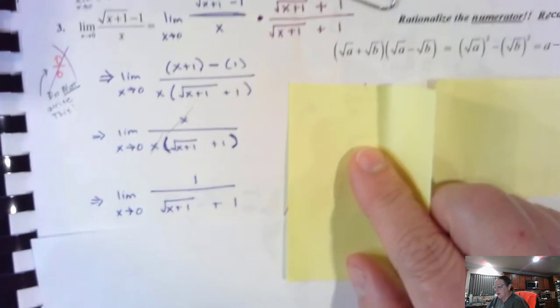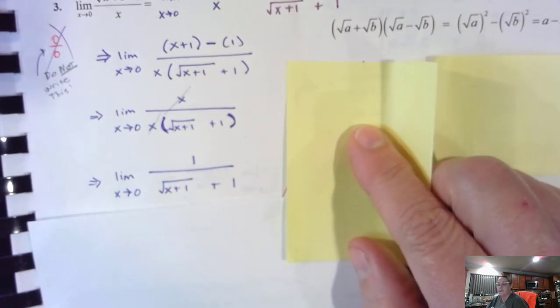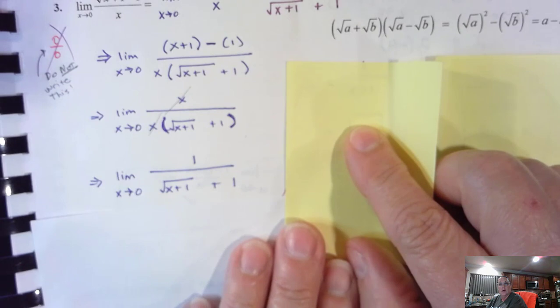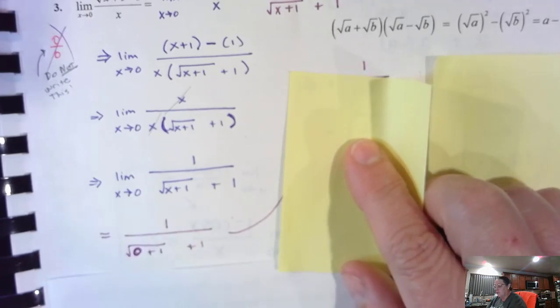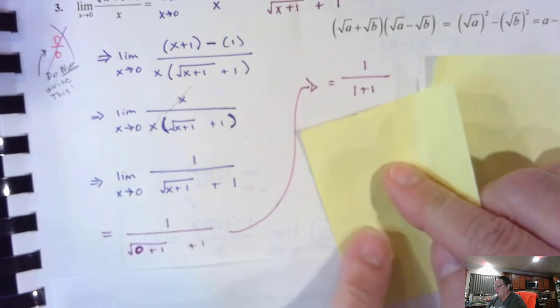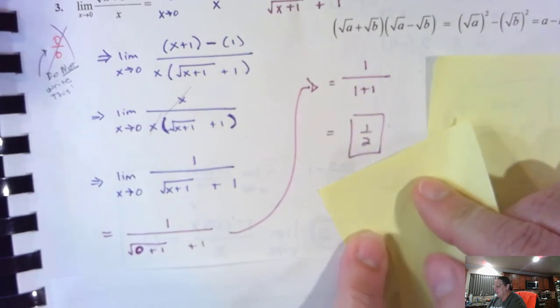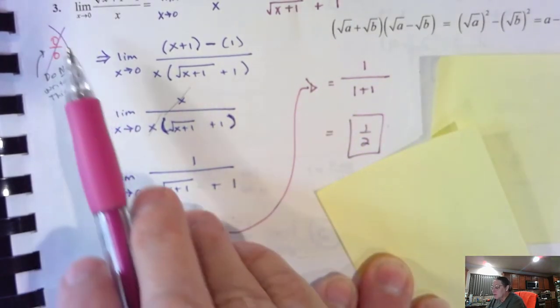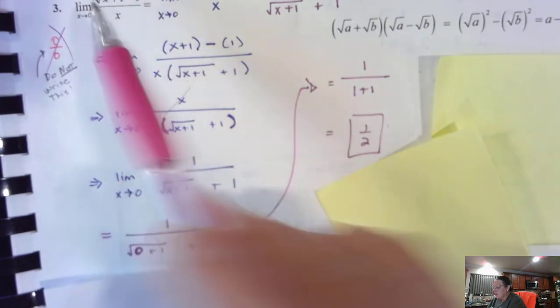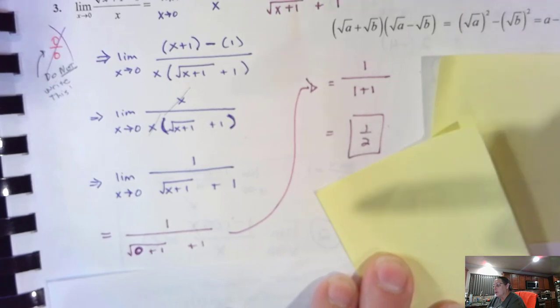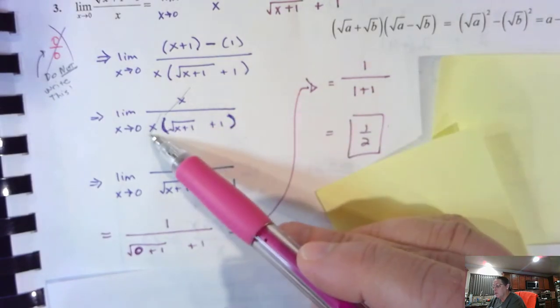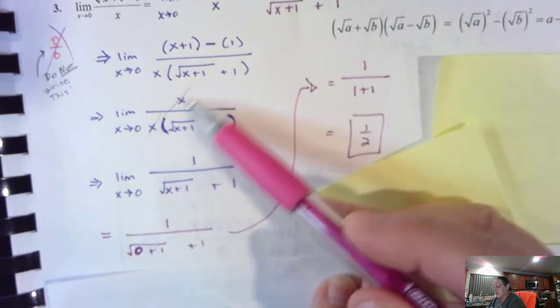Now, here's what's nice about this. 1 over the square root of x plus 1 plus 1. That is never going to be a 0 over 0 because on top we have a 1. When we substitute 0 for x, we get 1/2. What this means is, as x goes to 0, this function gets close to 1/2. However, x will never actually equal 0 because we removed that possibility when we made this cancellation.